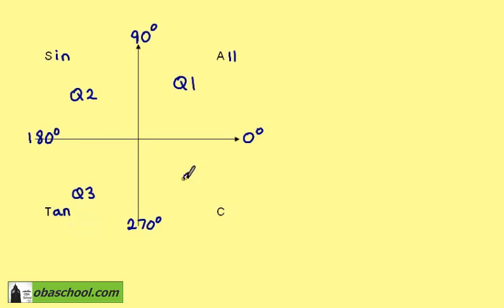And finally, in quadrant 4, between 270 and 360, only the cosine was positive, the sine and the tangent were both negative. As mentioned, this diagram is often called the cast diagram. However, this is a poor mnemonic in my view, since it begins with the letter C, which is in the wrong quadrant.